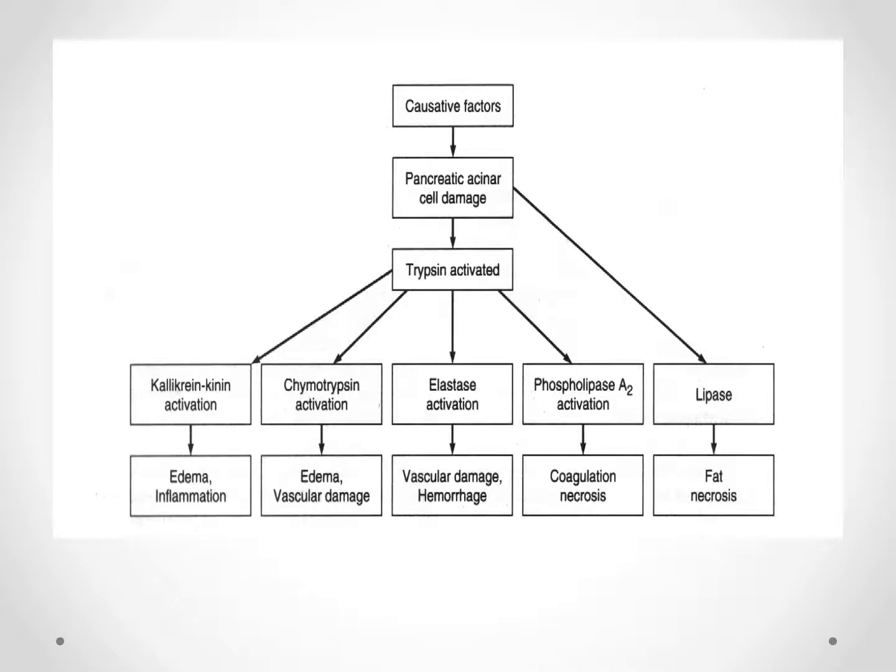And finally, when these enzymes are activated, they lead to destruction. Lipase leads to fat necrosis. Phospholipase activation leads to coagulation necrosis. Elastase activation leads to vascular damage and hemorrhage. Chymotrypsin activation leads to edema and vascular damage. And the kallikrein-kinin activation system leads to release of many pro-inflammatory factors, which finally lead to edema.